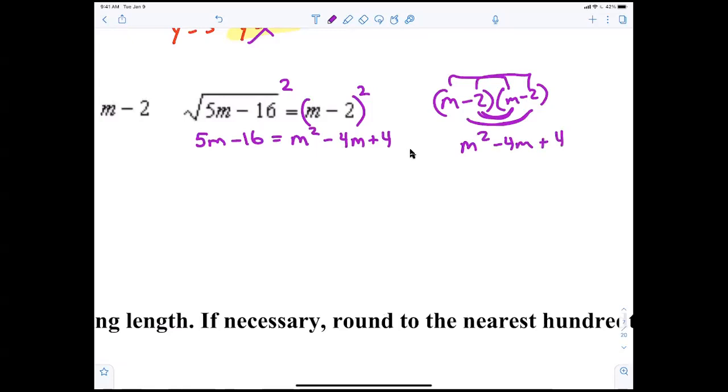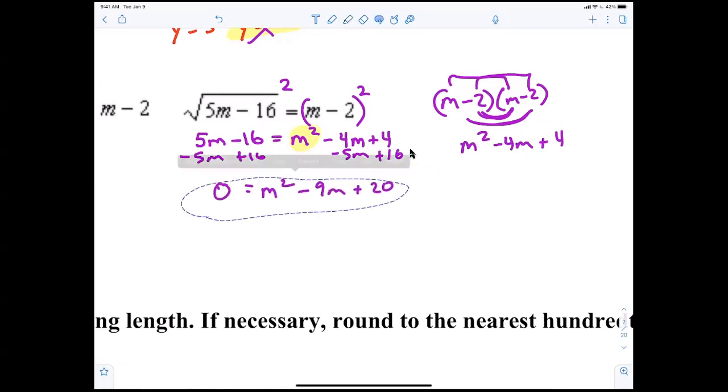So now, of course, it's a quadratic, so you want to set the quadratic equal to 0. Now, remember, you want the leading coefficient to be positive. So leave m squared positive, which means you're going to subtract 5m and you're going to add 16. So it goes m squared minus 9m plus 20. So we'll take a look at that real quick. All right, so there's our quadratic.